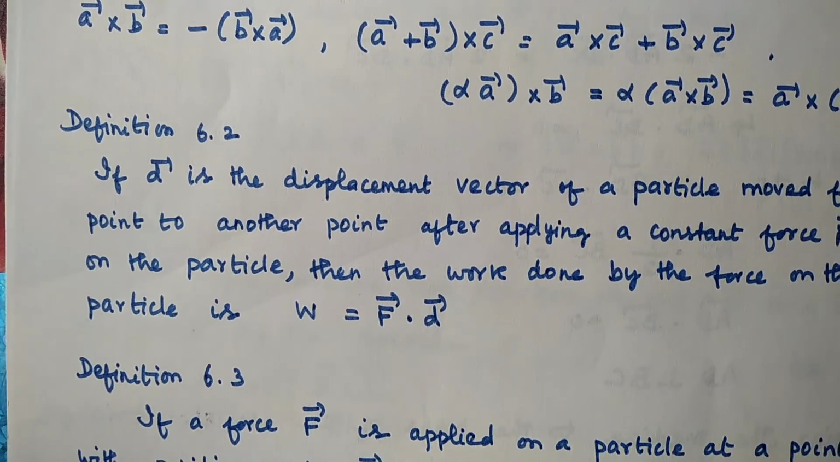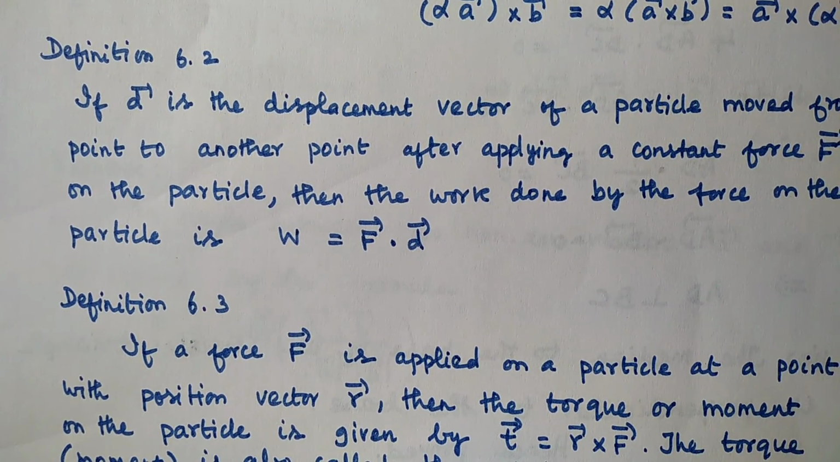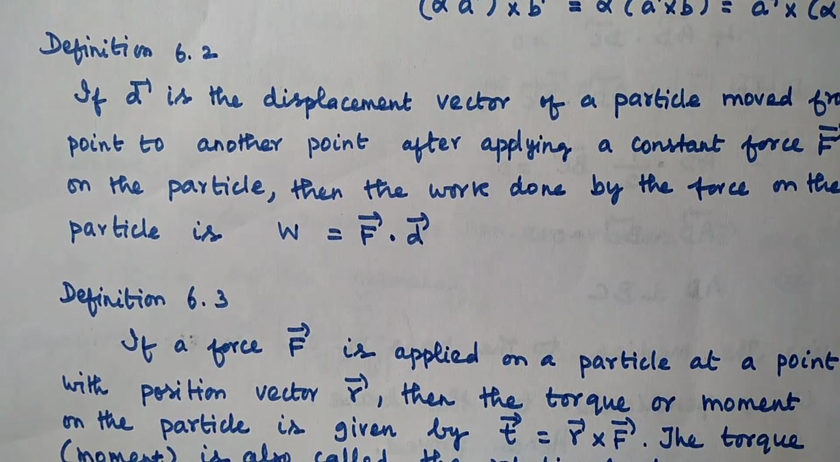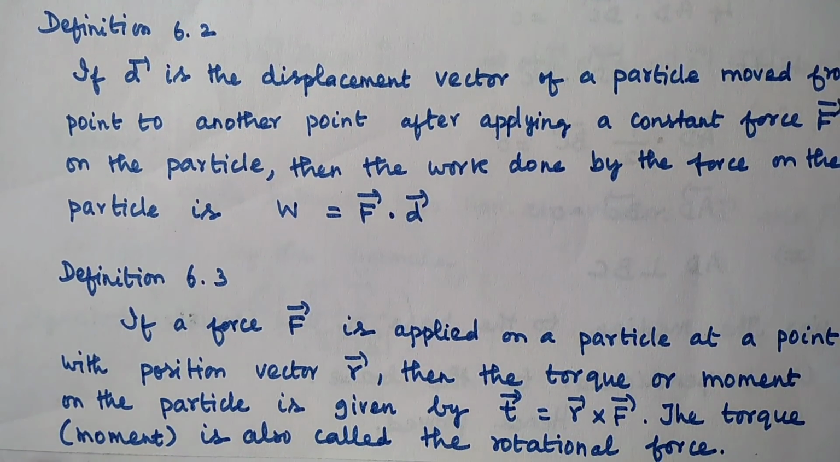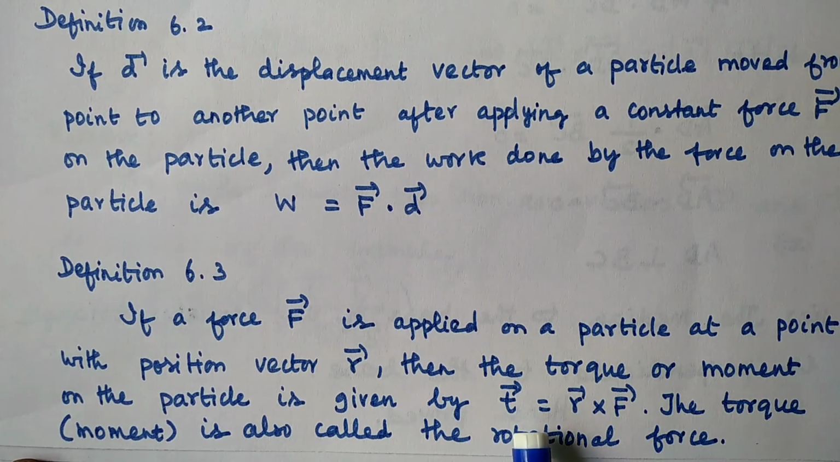Next, torque or moment. If a force F vector is applied on a particle at a point with position vector r vector, then the torque or moment on the particle is given by torque is equal to r vector cross F vector. The torque or moment is also called the rotational force.